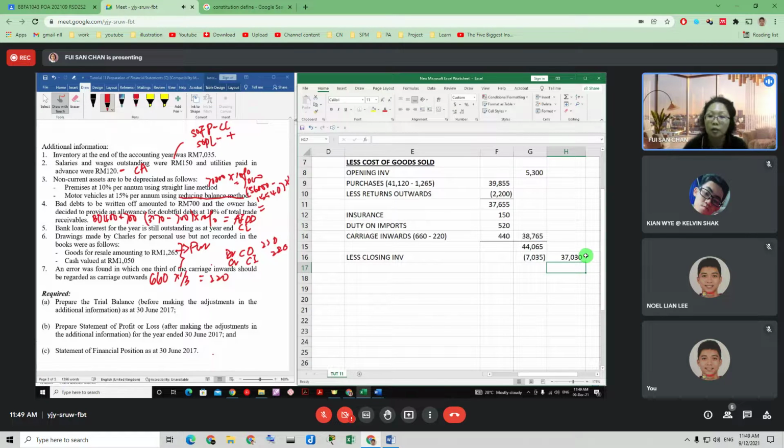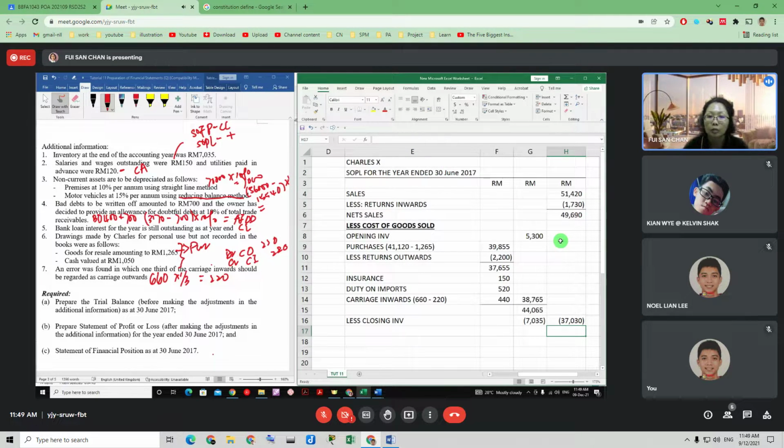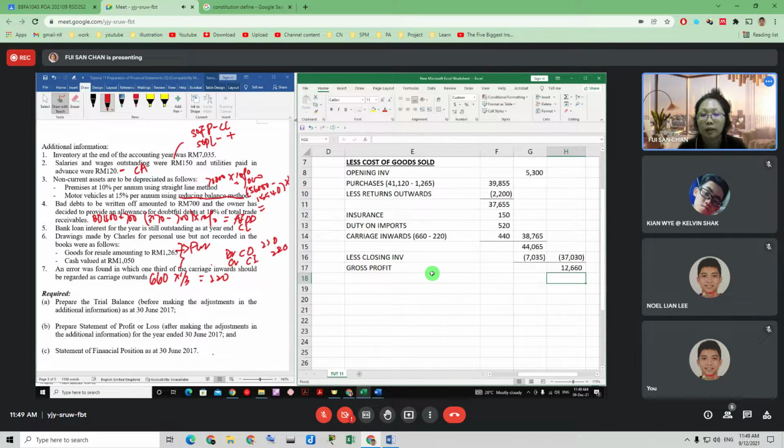Okay, so this is our cost of goods sold, and this one is supposed to be a negative number, so I put a negative sign. Right? Okay, so my net sales minus my cost of goods sold, right? So I will get gross profit. Okay, yep. So like this. So my gross profit is 12,660.